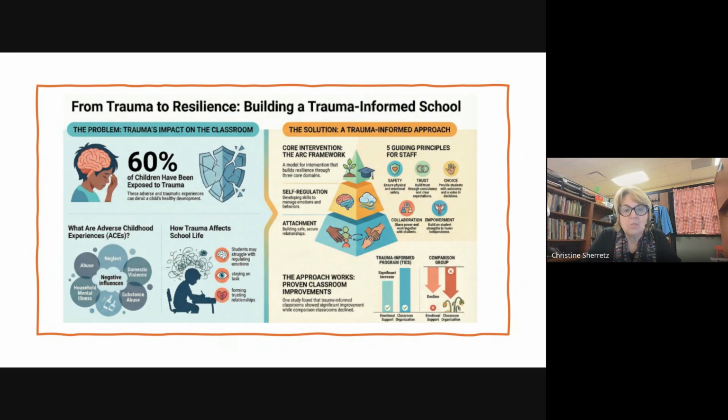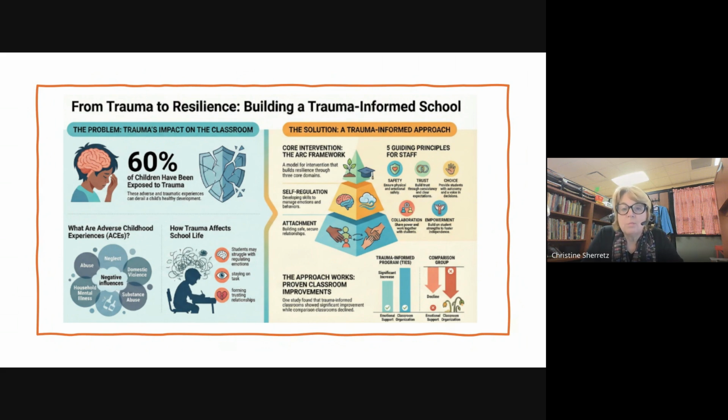Students may struggle with self-regulation and executive function, staying on task, and even forming trusting relationships. And so in two of the articles you're going to read, they talk about different approaches, one being an approach that a school used called the ARC approach, and that stands for building attachment, self-regulation, and then the R is resiliency. Sorry, I had to remember. So that's that little triangle there. And so the school did that, and it's a research article that tells how successful it was.